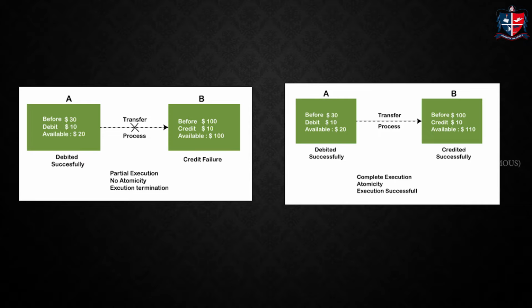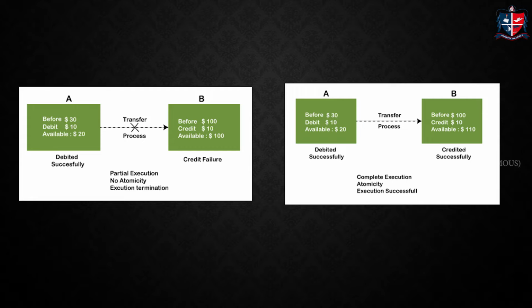So the current available cash of account A will be 20, that means 30 minus 10 equals 20. And in B, 100 plus 10, that means it is credited by 10 rupees, so it should be 110. But you can see here the available value is 100. What happened here? You can see it was debited successfully, but the credit failed.